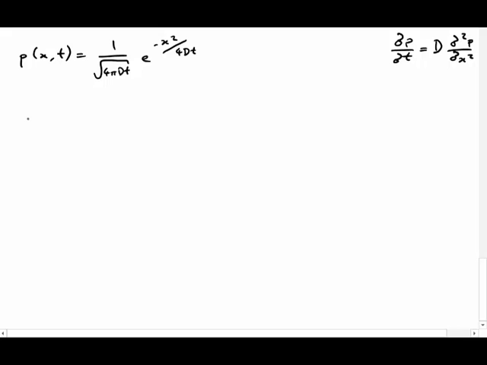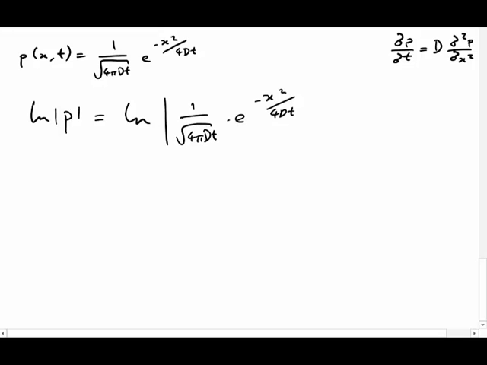So if I take logs of both sides, watch this. I'm going to take the natural logarithm of p. Now I'm just going to call p of x,t, like I did over here, just p, to make it easier to deal with. So log p is going to be equal to the log of all this thing: the log of 1 over the square root of 4 pi dt, times e to the minus x squared over 4dt. I'm just taking logs of both those things.